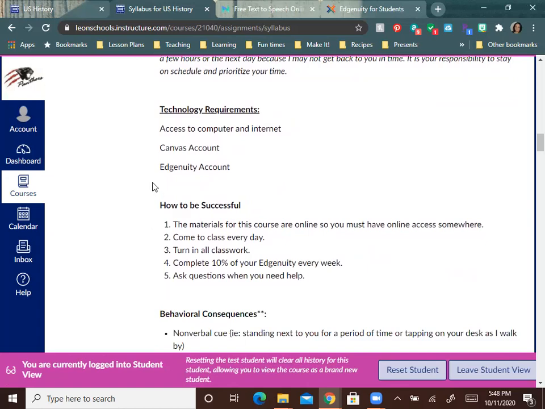Technology requirements: you have to have access to the computer and the internet, your Canvas account, your Edgenuity account. Having access to a program like Microsoft Word, WordPad, OpenOffice, WordPerfect, and Adobe Reader are also imperative.